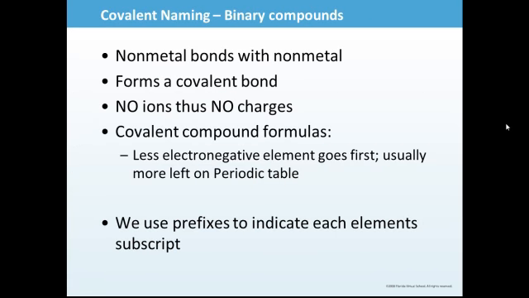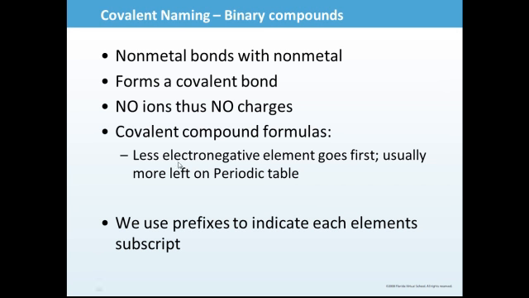Let's do covalent naming. Binary compounds. It does require you to be in a different mindset. We don't have ions. We don't have charges. We don't have to figure out a charge because there is no charge. Covalent bonding shares electrons. They do not transfer electrons. We have a different rule for naming covalent bonds.